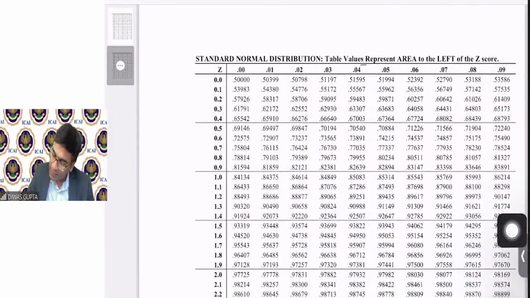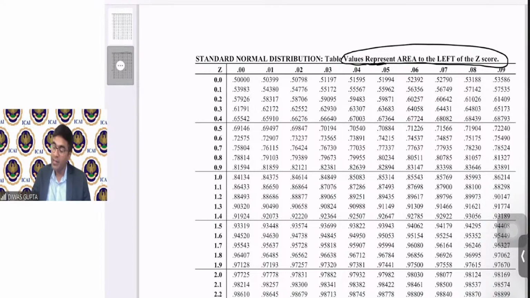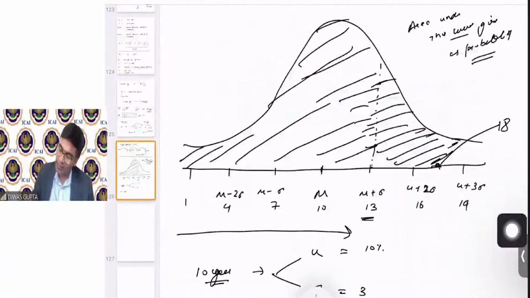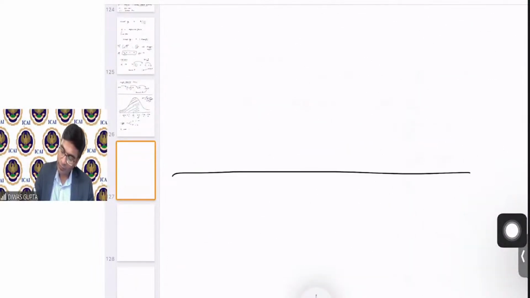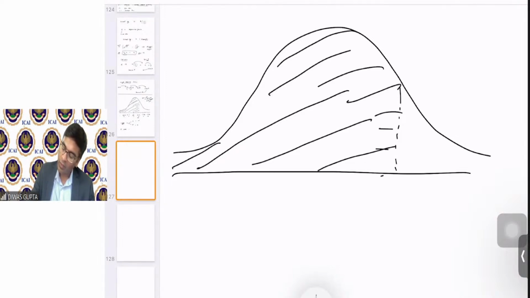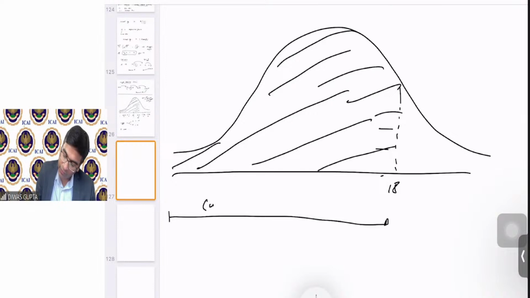See, the table value represents the area to the left of the Z score. So ideally, students, the cumulative probability. Let me bring it in here. Let's say we are calculating any probability till here. Let's say this is 18. So we have to consider the area from the left till 18. This is called cumulative area, and this is called left of the Z score, right?